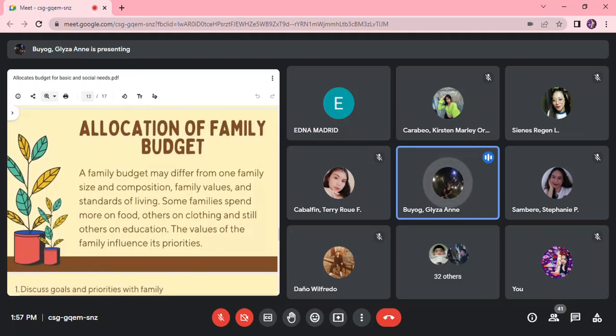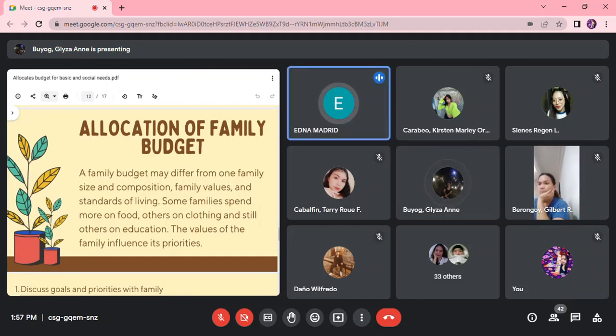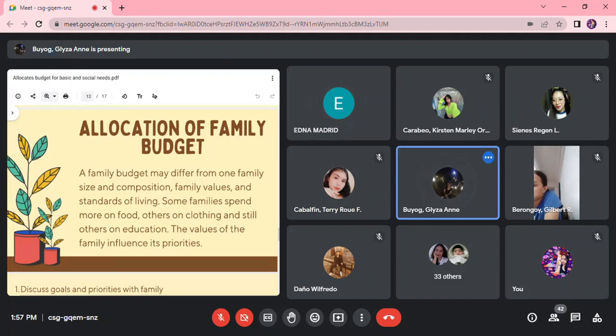Allocation of family budget. A family budget may differ by family size and composition, family values, and standards of living. Some families spend more on food, others on clothing, and still others on education. The values of the family influence its priorities. So, to effectively budget family resources, it is important to set the family's goals and priorities and budget available resources based on these.